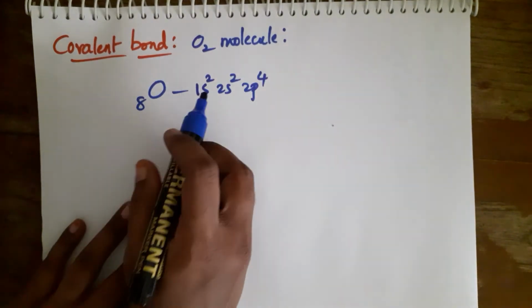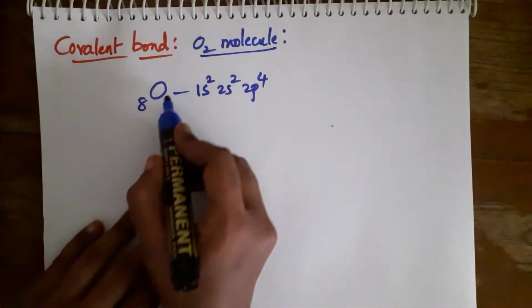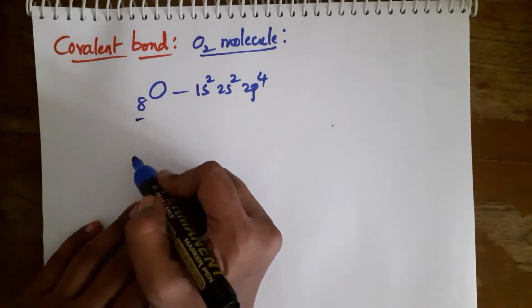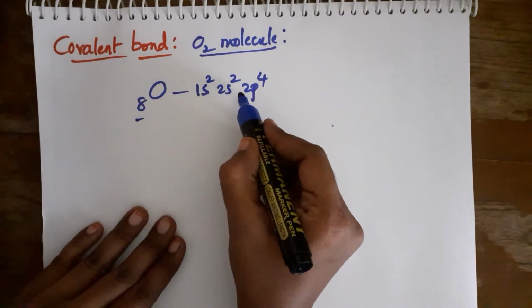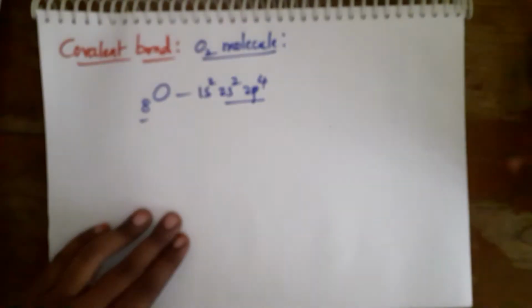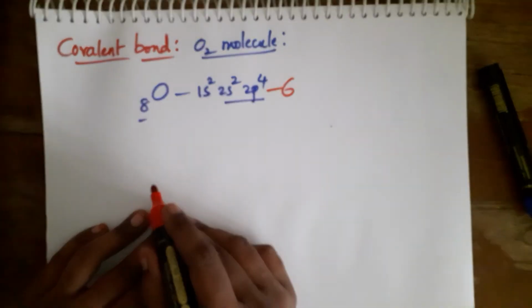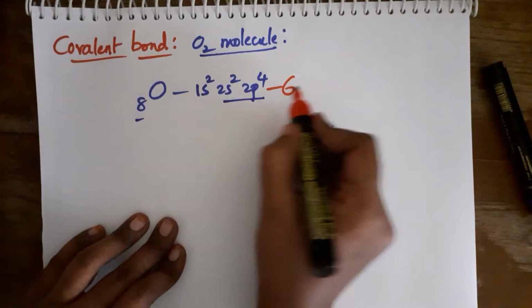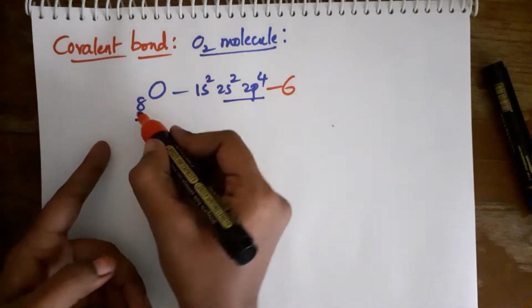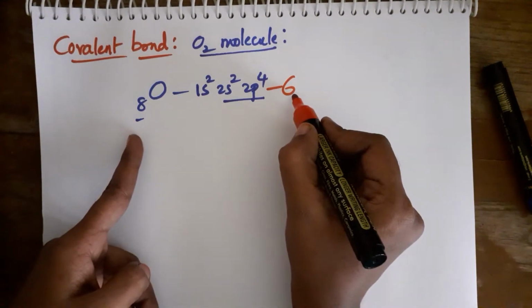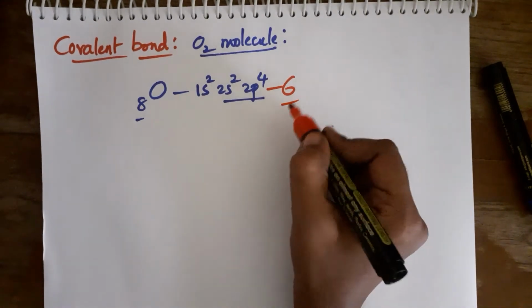First, coming to the oxygen molecule. The atomic number of oxygen is 8. The electronic configuration is 1s2, 2s2 and 2p4. And what is the valency of oxygen? It is 2, because the outermost orbit contains 6 electrons. In other words, the group number of oxygen is 6.